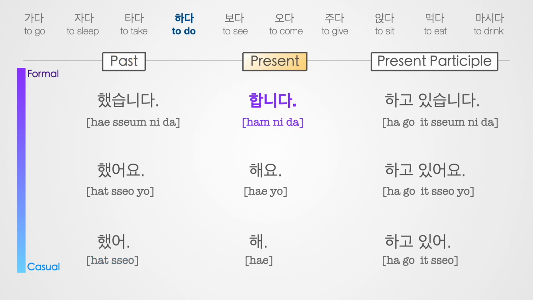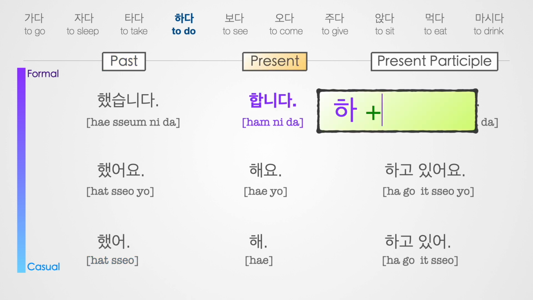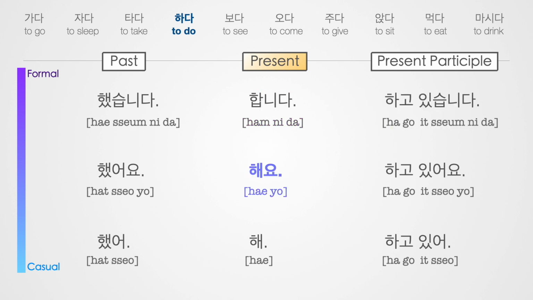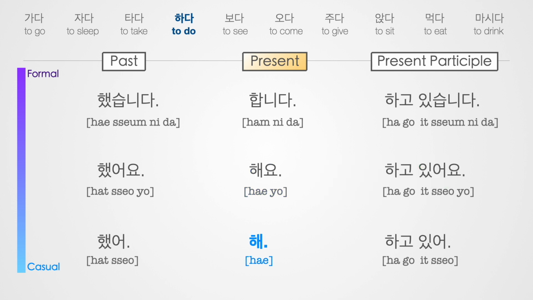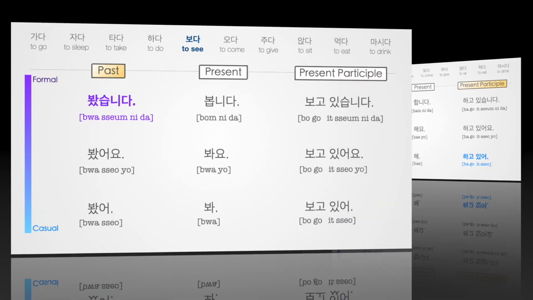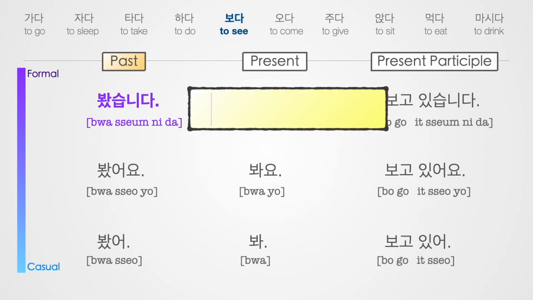For the formal expression in present tense, 하 plus ㅂ니다 is 합니다. Less formal or informally, 해요. 해 could be also casual form or command form. 해. To say I'm doing it now in three different ways: 하고 있습니다. 하고 있어요. 하고 있어. 보다 means to see or to look.